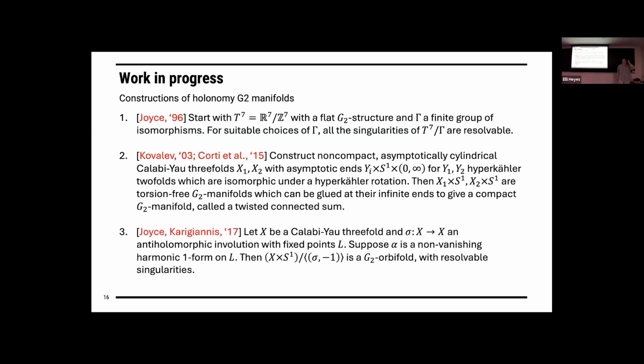And then finally, there's the Joyce-Karigiannis construction, which is really an extension of Joyce's first construction, where now you have a Calabi-Yau threefold with an anti-holomorphic involution. This involution has a set of fixed points. You then describe a harmonic one form on this set of fixed points. And then by fibering your Calabi-Yau threefold with an S1 and quotienting out, you have the G2 orbifold, where again the singularity is resolvable.